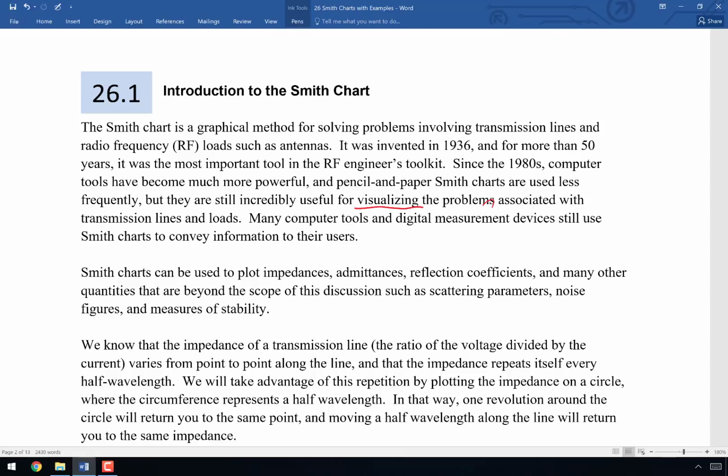And so I just want to emphasize that the best thing that the Smith chart does is it allows us to visualize the problems associated with transmission lines and loads. And as an engineer, being able to visualize what's going on, have a picture in my head that explains what's going on, really makes all the difference in the world for me. So many computer tools and digital measurement devices today still use Smith charts. You might buy a $50,000 piece of electronic equipment and the screen is a Smith chart. It's really remarkable how effective that Smith chart is at helping you to understand what's going on in that circuit.